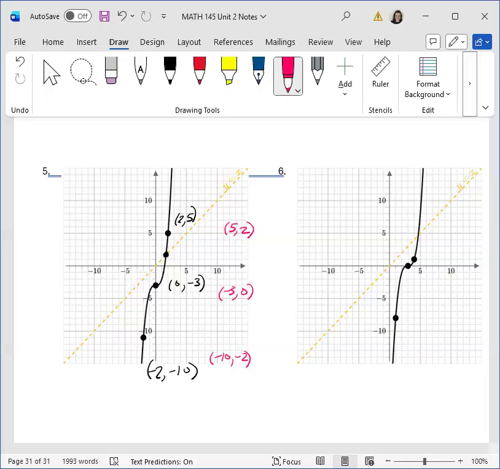All right, graphing those points, 5, 2. And this coordinate here is going to stay here. This coordinate, -3, 0. And the last coordinate, -10, -2.